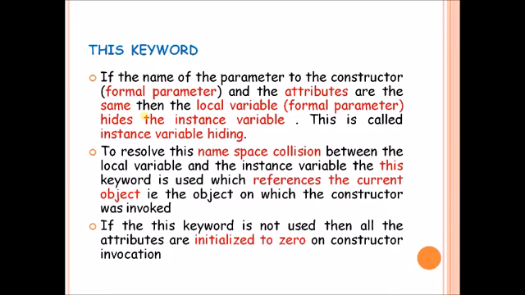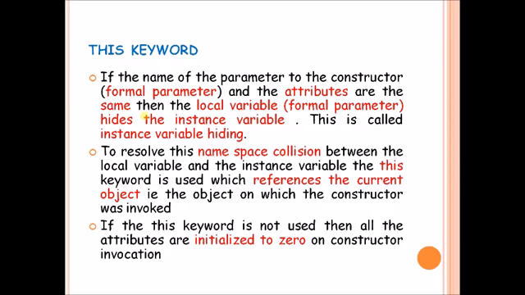We know that normally in a given scope you cannot have two variables of the same name. But here, when you tried having the same name for the formal parameters and the attributes, there was an ambiguity created. So to resolve this namespace collision between the local variable and the instance variable, the this keyword is used, which references the current object, that is, the object on which the constructor was invoked. If this keyword is not used, then all the attributes are initialized to 0 on the constructor invocation.